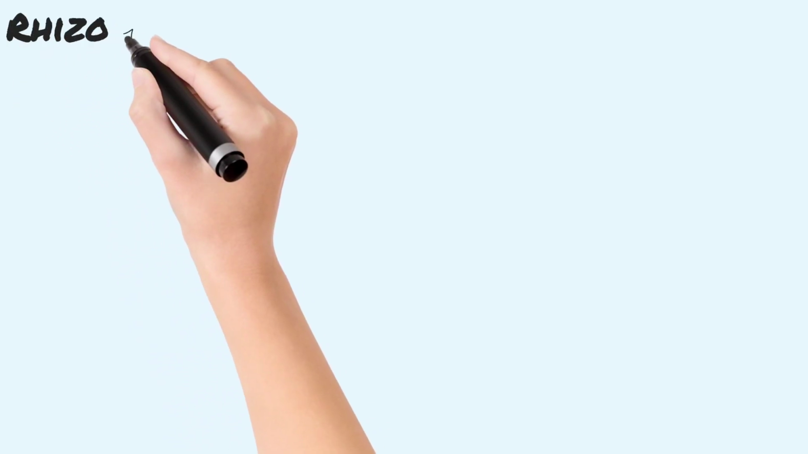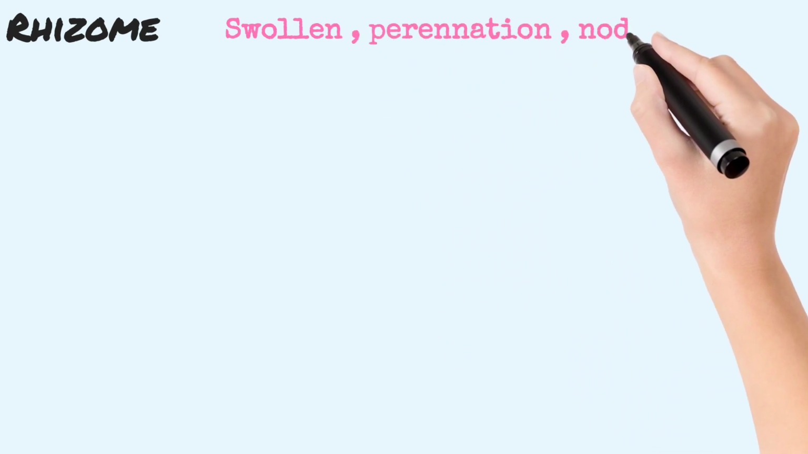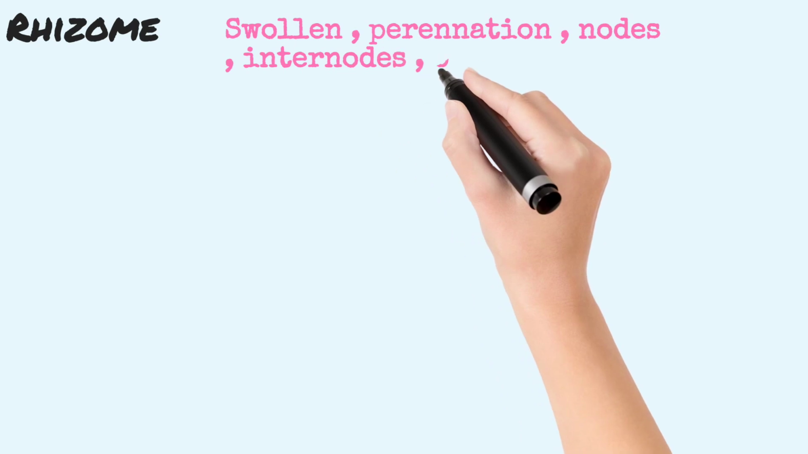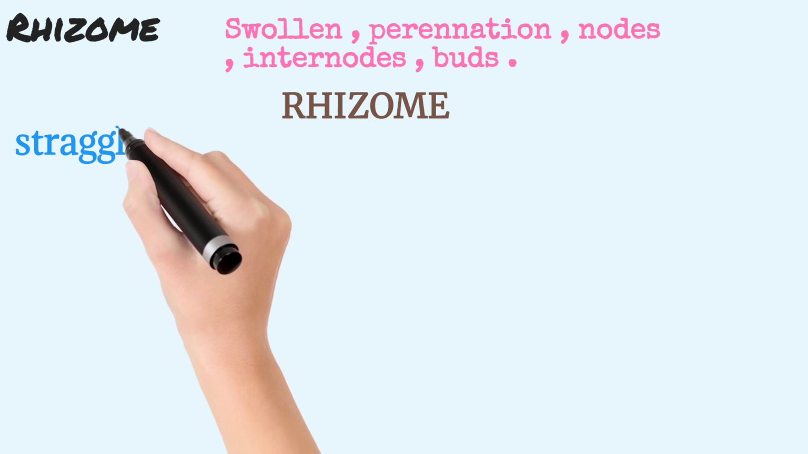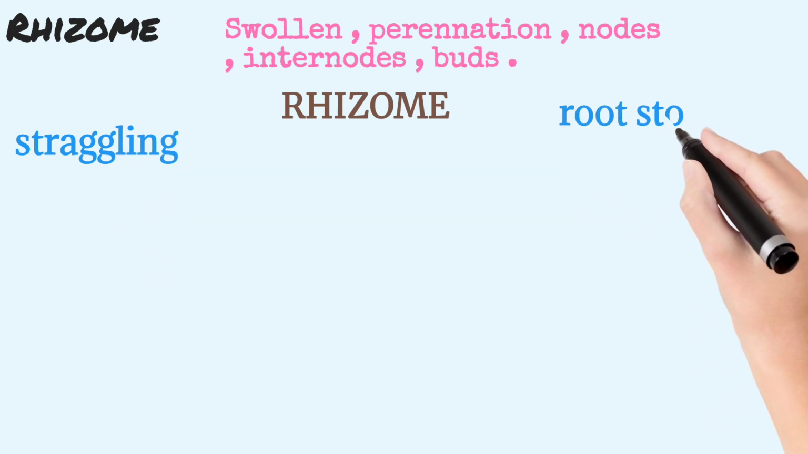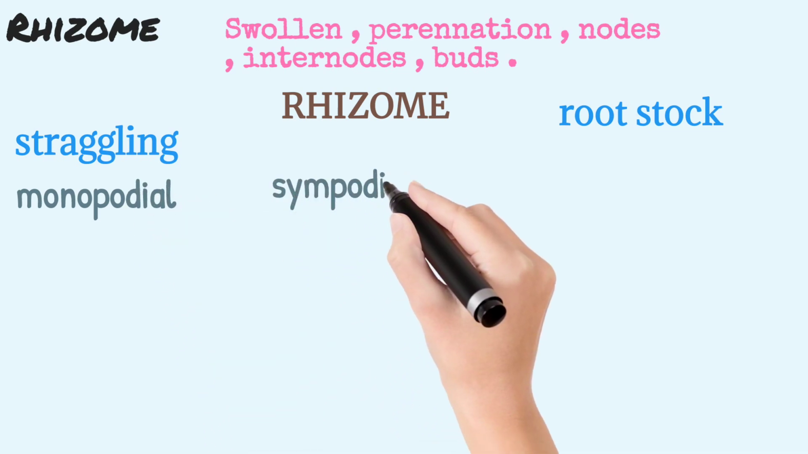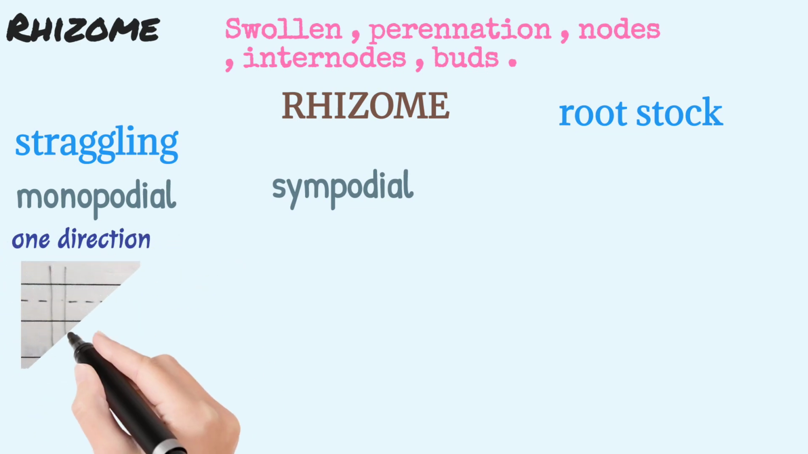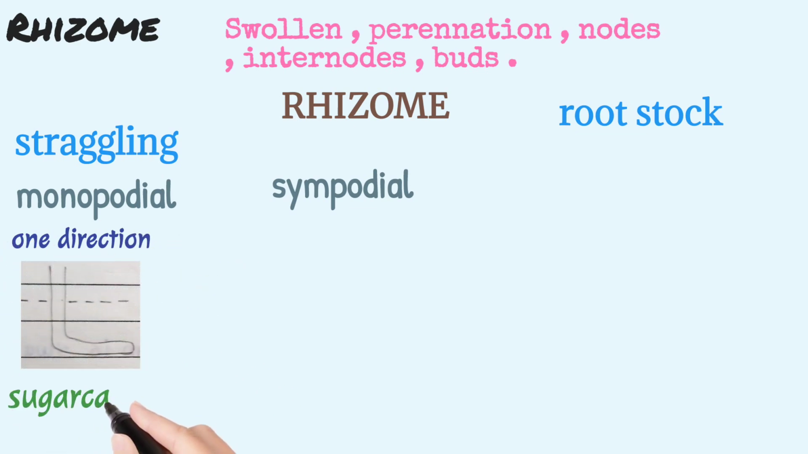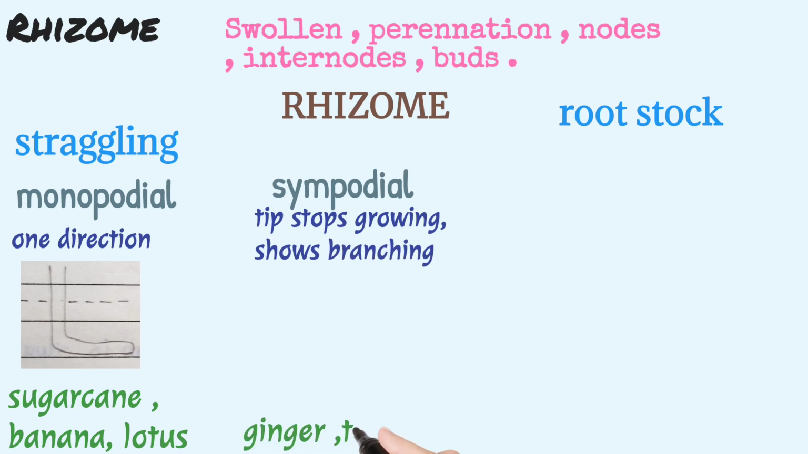Fertile type of underground stem is rhizome, which is underground, swollen, shows perennation and has nodes, internodes, scale leaves and buds. Rhizome is divided into 2: straggling and rootstock. Straggling is divided into 2: monopodial and sympodial. Monopodial grows in one direction, for example sugarcane, banana, lotus. Whereas in sympodial, the top stops growing and shows branching, example ginger, turmeric, canna.